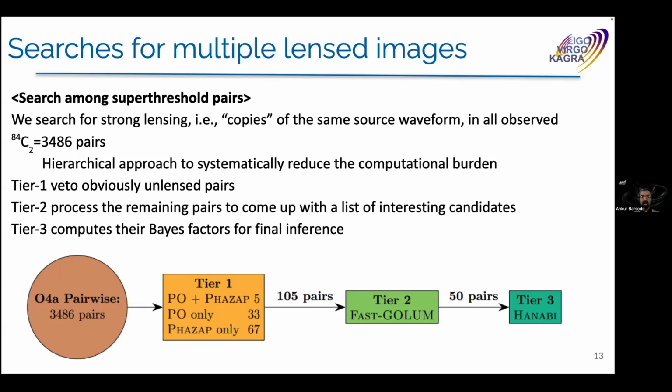Or maybe they have no sky overlap, or maybe their phases measured at different detectors at some frequency are not consistent with each other. So such tier 1 pipelines reduce the total number of pairs from about 3,500 to 105, which are then passed on to tier 2, which jointly analyzes each of these pairs to check whether they are consistent with the lensing hypothesis. This further reduces the pairs by a factor of 2. And the final set of 50 pairs is passed to the Hanabi pipeline, the tier 3, to compute the actual final Bayes factor with population information as well as selection effects.